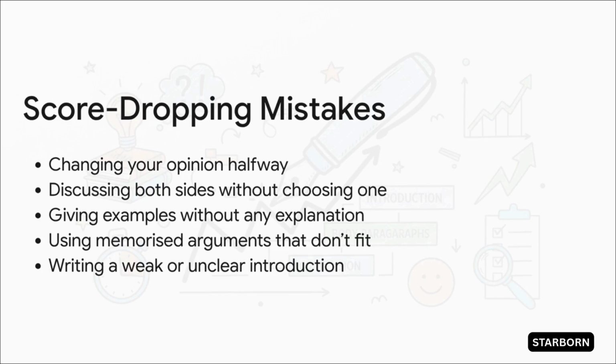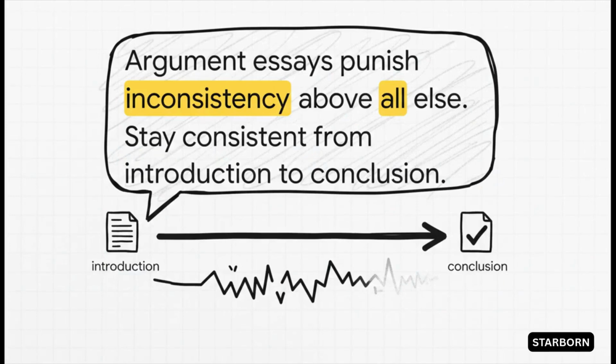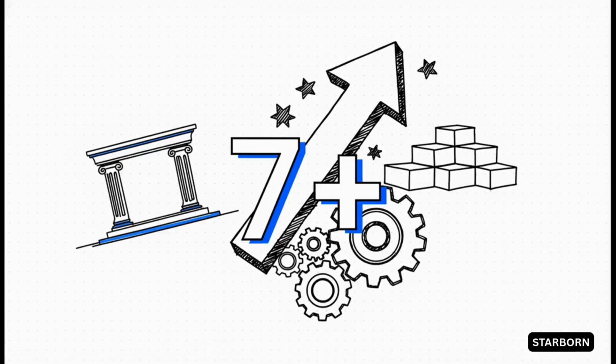Another classic is just dropping in an example with no explanation of why it's relevant. And of course, using some memorized phrase that doesn't really fit or having a confusing intro. All of these things hurt your score because they destroy your consistency. So, if you remember just one thing from this whole explainer, please let it be this. Argument essays punish inconsistency more than anything else. You have to pick a side in the introduction and defend that side all the way to the very last sentence, period.